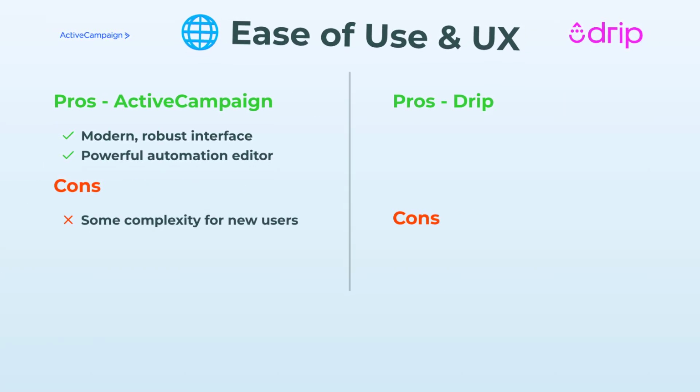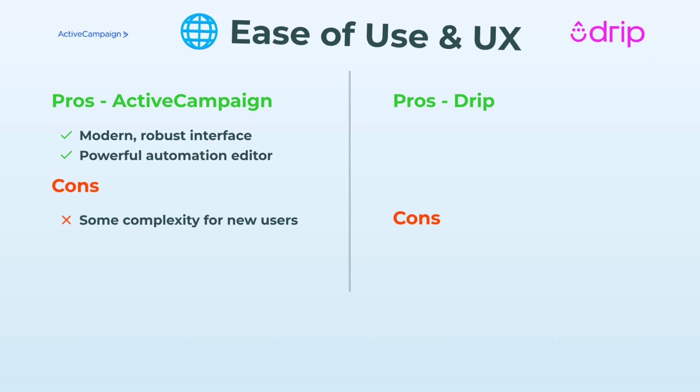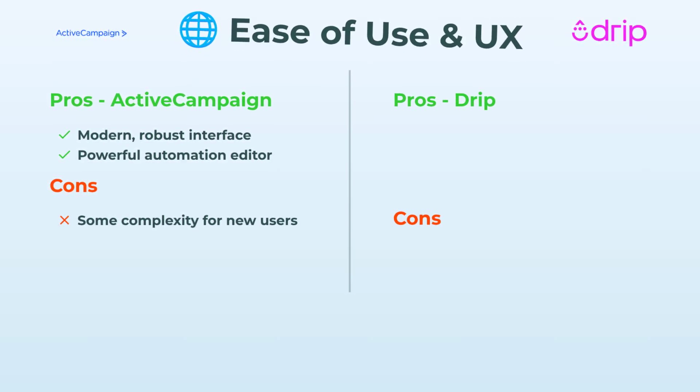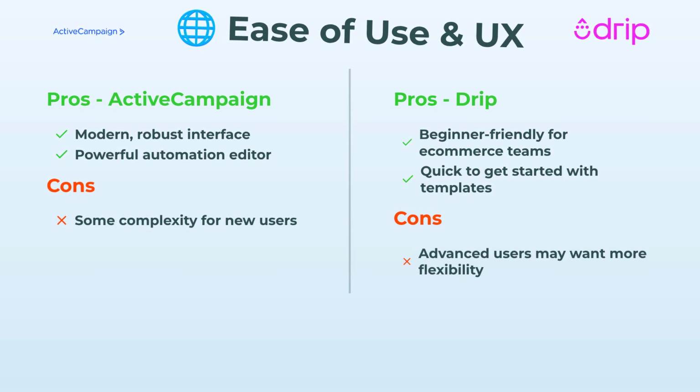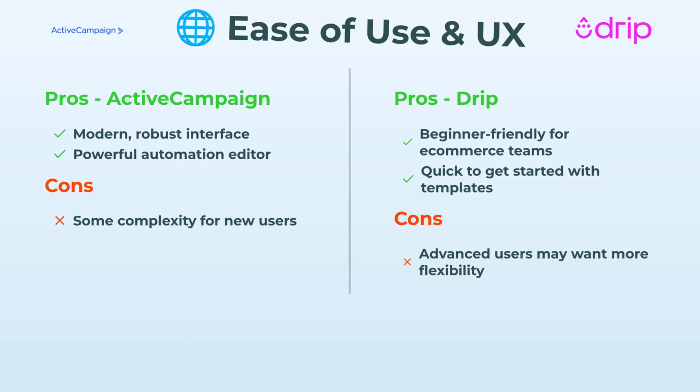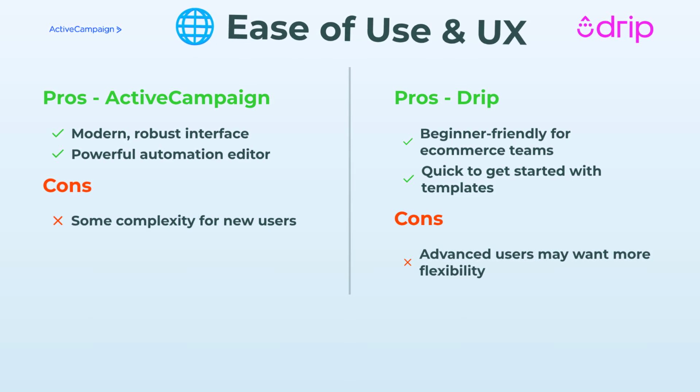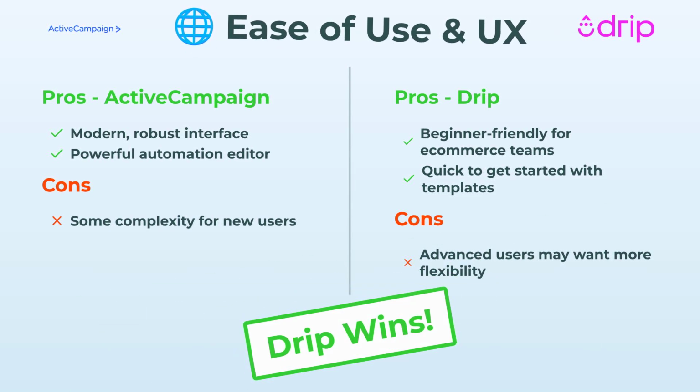ActiveCampaign gives you a modern interface, lots of power, but yeah, there's a learning curve, especially with all that automation muscle. Drip, though, it's like, log in, and boom, templates everywhere. Beginner-friendly, perfect for busy e-commerce teams. If you're running a store and want zero nonsense, Drip's onboarding is super smooth. Only thing, advanced users might crave a bit more control. Winner here, Drip. It's just so easy to get started.